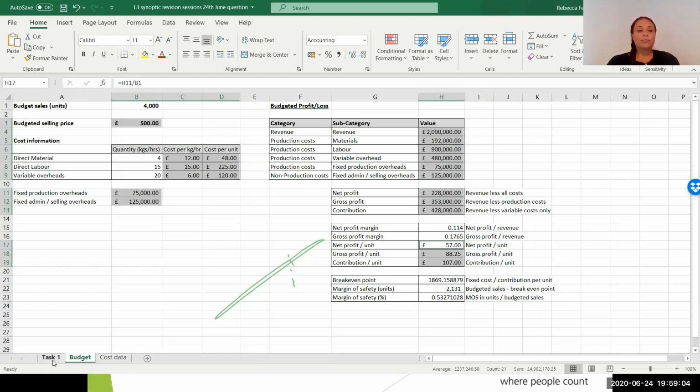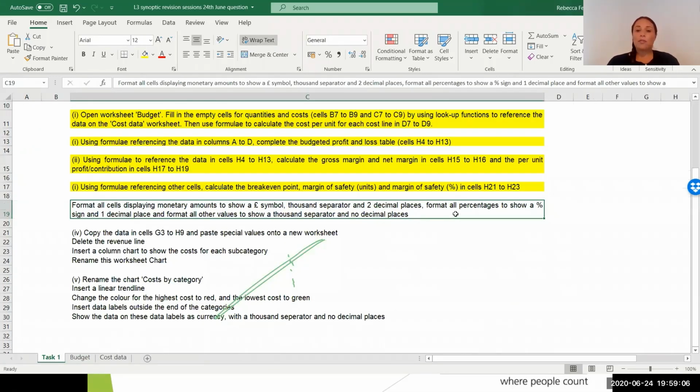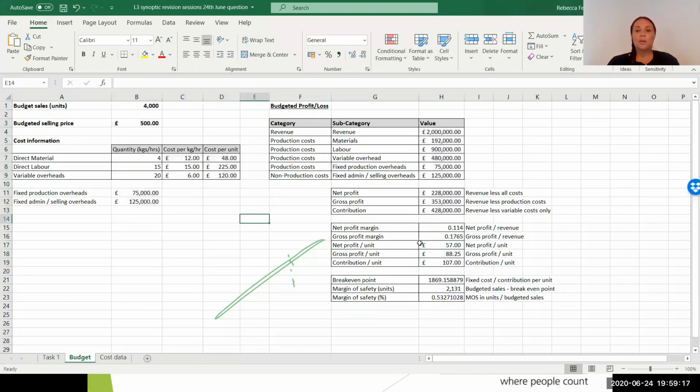Perfect. Next one is we're going to format the percentages. Format the percentages to show a percentage sign and 1 decimal place. So the next part that we're going to do is work out which of these figures are percentages. Your net profit margin, your gross profit margin, and your margin of safety are all percentages. So I'm going to highlight those.